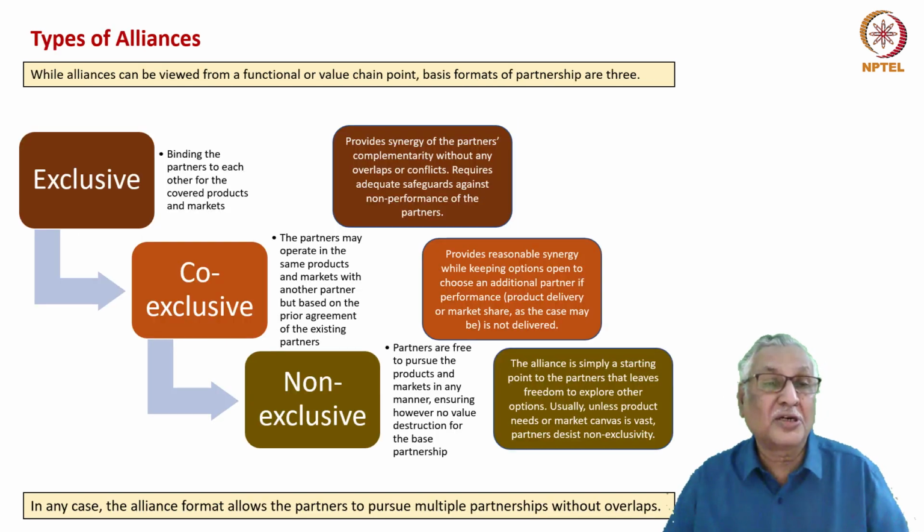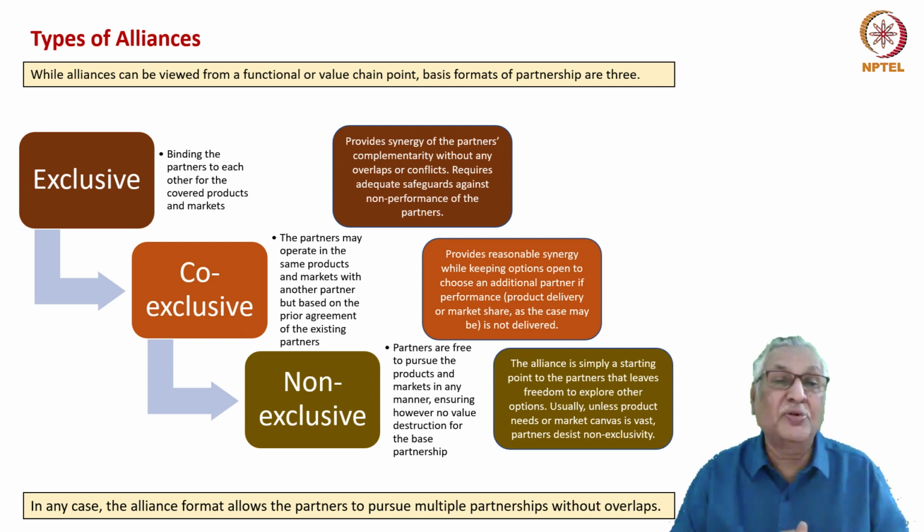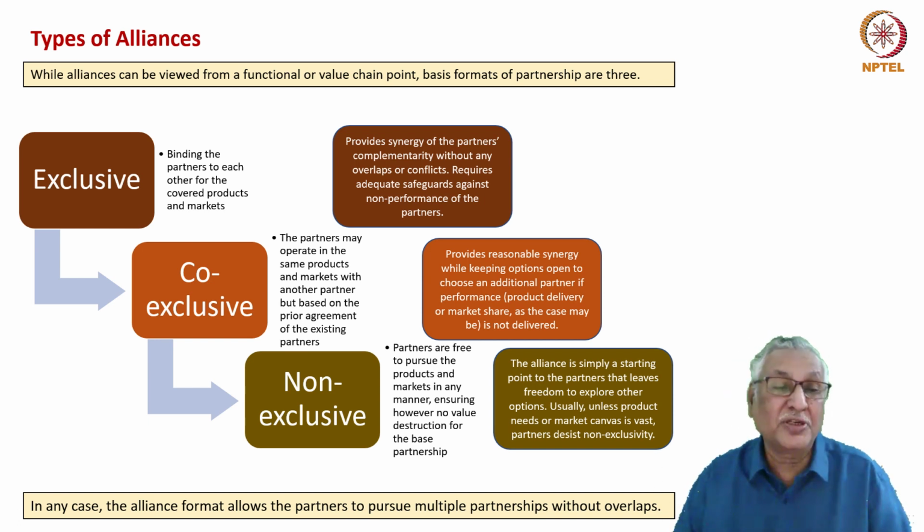So we talked about different types of alliances from the theme of the alliance, that is whether it is a distribution alliance, manufacturing alliance or a supply alliance. So alliances can definitely be viewed from a functional or value chain point of view. But there are also certain basic formats of partnership which we need to look at. The first type of partnership or alliance is exclusive. That is, it binds the partners to each other for the covered products and the covered markets.